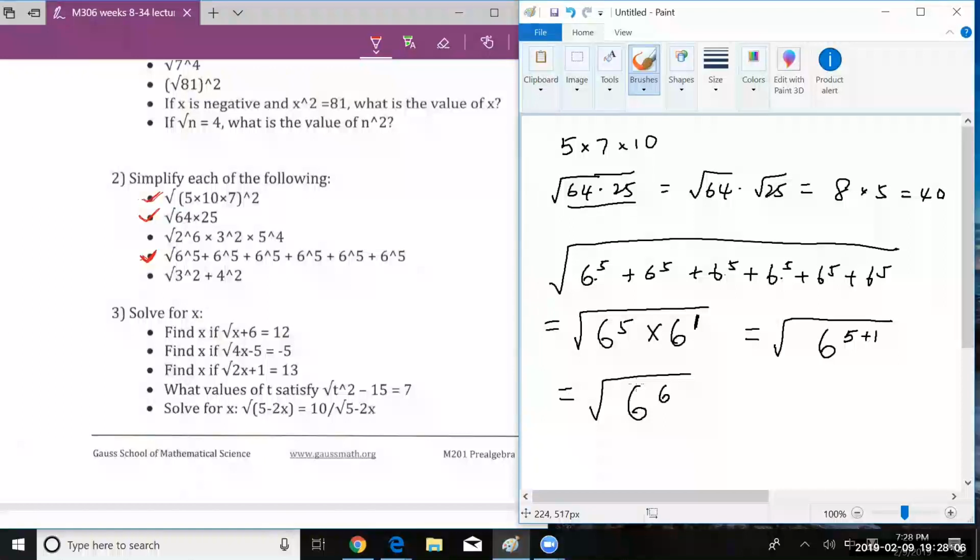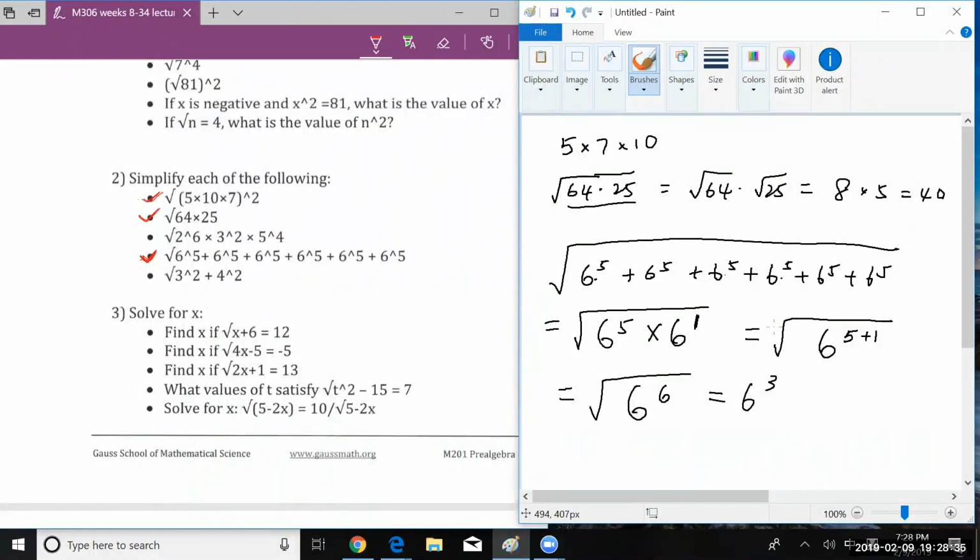So what is the square root of 6 to the 6th power? Andrea, do you know what the square root is? Yeah, I think I have it. 6 to the 3rd power. Yeah, perfect. Right, Timothy? Good? We have the same answer, right? 6 to the 6th goes to 6 cubed.